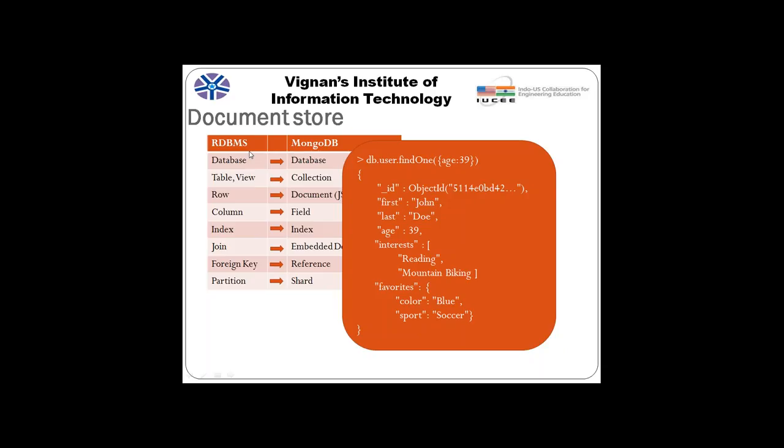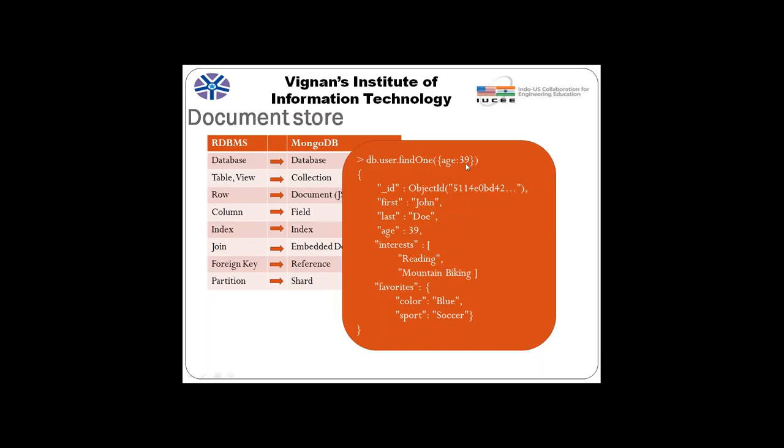You can see here, DB is my database, user is my collection, and find one is my document. In that I'm having a document. What about this age? Age, and this is a very important part. Age and 39. This is called the key value pair.